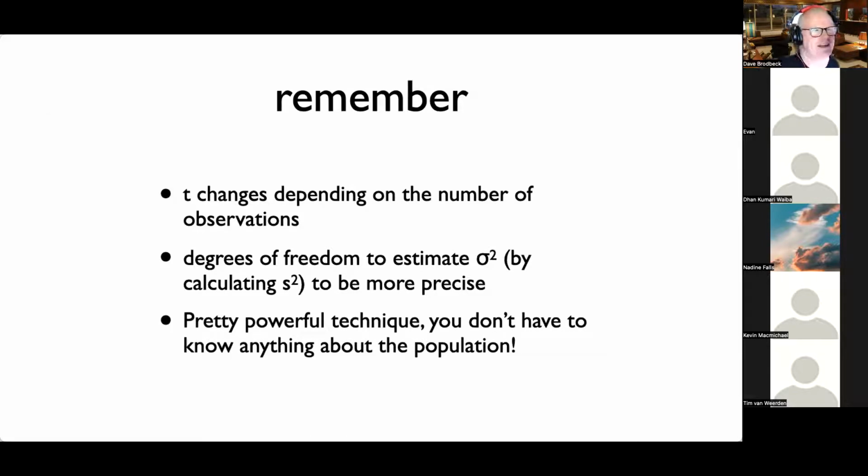This is actually a pretty powerful technique when you think about it, because you don't have to know anything about the population. You don't have to know its shape. You have to know its mean, but usually you know what you're comparing to. So let's say you want to say, is this group better than chance? And there's 2 alternatives. Well, the mean's 50%. For example, in that case, right?